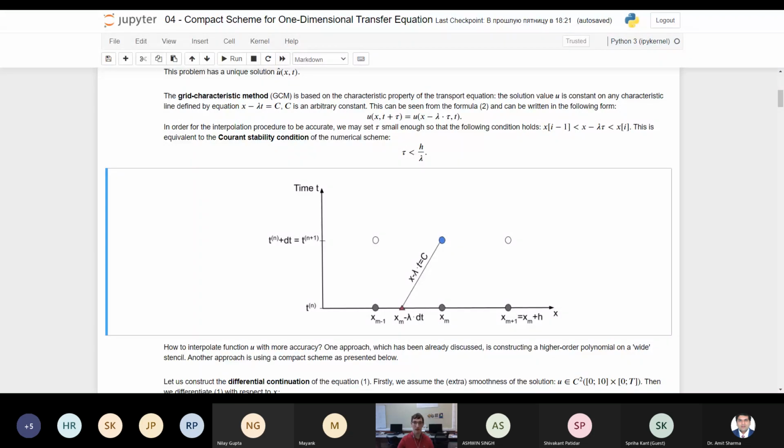And this condition is given by the following relations, meaning that the time step tau, or dt, whatever you prefer to call it, is less than the grid step h, which is the difference between 2 points on the grid, divided by lambda, where lambda is velocity.